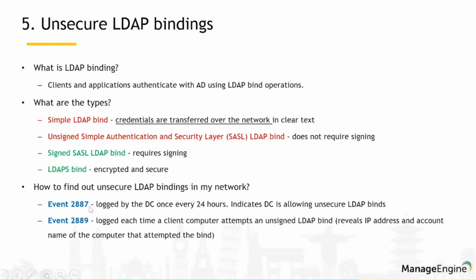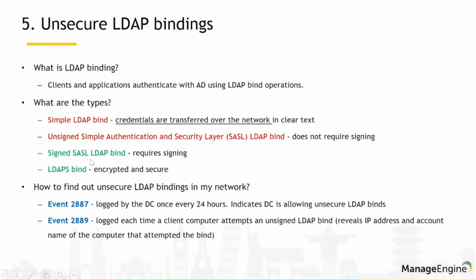If you do not know how to look out for event IDs 2887 and 2889, please Google it right now, or you can send me a message right now so that I can share the document. These two events will be logged in your logs if your servers are allowing unsecure client communications. In a sense, the first type is simple LDAP bind, which means your credentials are transferred over the network in clear text. And then unsigned simple or SASL LDAP bind, which means it does not require signing. If your servers are allowing secure LDAP connections, that's perfectly fine.